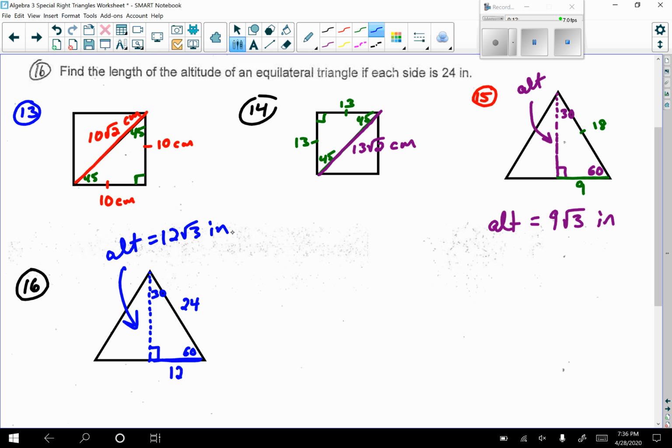So those are the solutions to the special right triangles worksheet. Hopefully, after watching this, a lot of your questions could have been answered, but please let me know if you have any others.